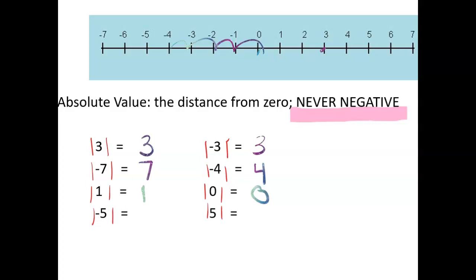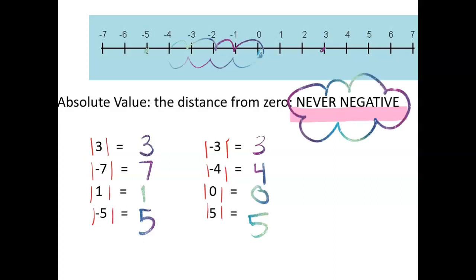Negative 5. So just to remember, negative 5 would be down here. It's 1, 2, 3, 4, 5 spaces from 0. So the absolute value of negative 5 is positive 5. And same with the absolute value of 5, it is 5. So remember, the absolute value is never negative. You always have a positive number for your absolute value.